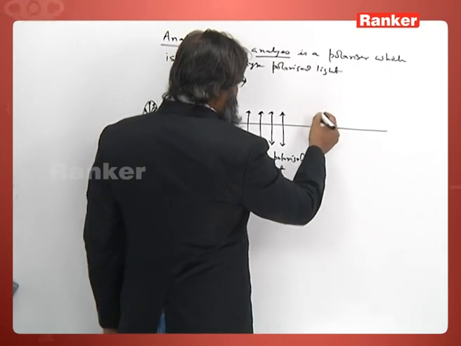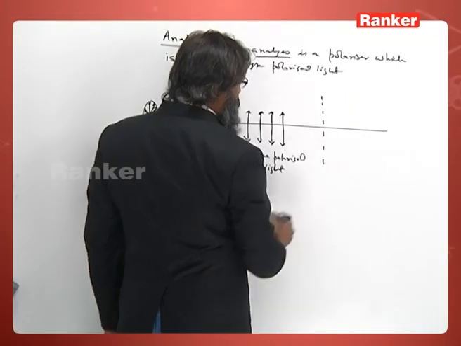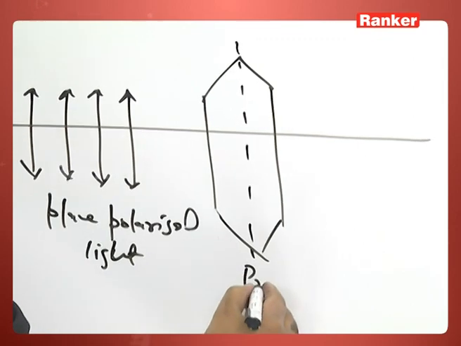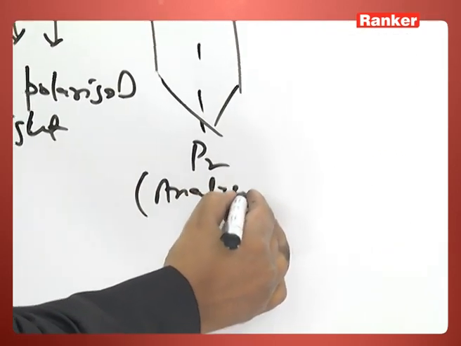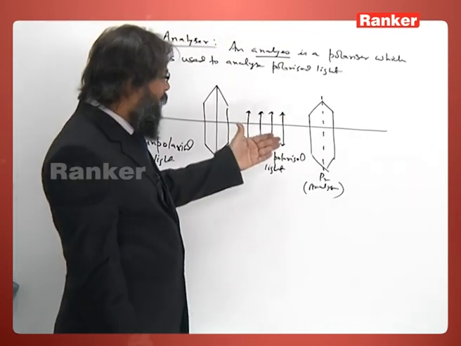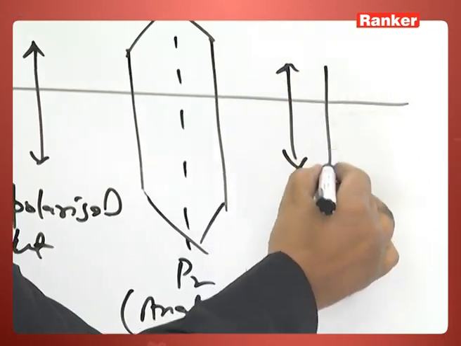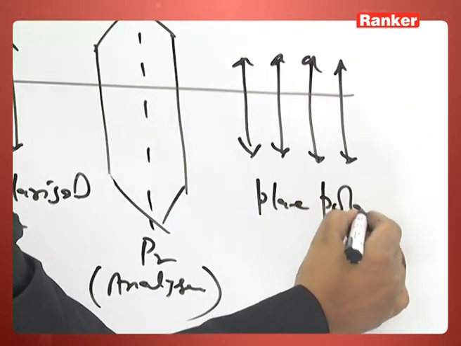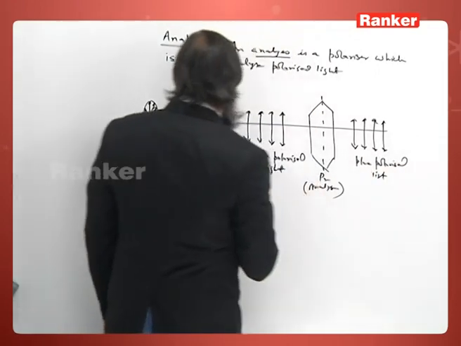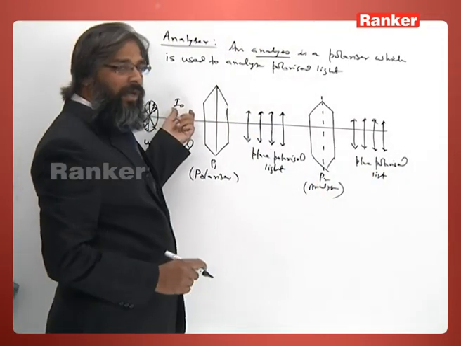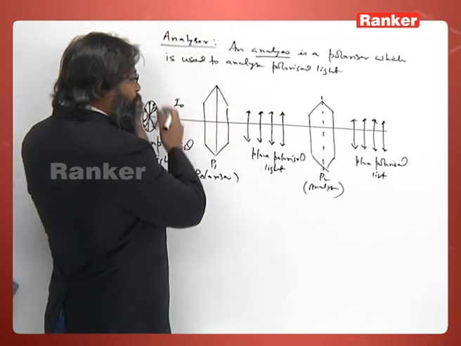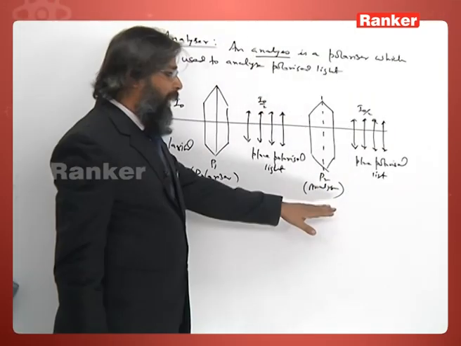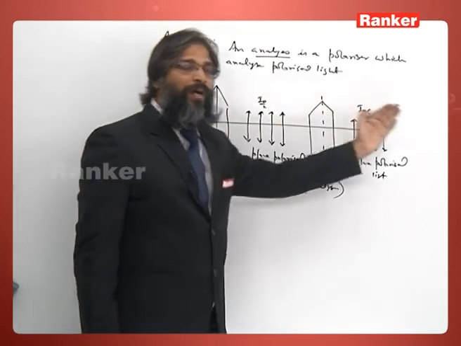Now we will place an analyzer here. If I place this analyzer like this, this is P2, its role is to analyze this plane polarized light. What happens? We find the light coming through. This is again plane polarized light. If I talk about intensity, here it is I0, once this unpolarized light becomes polarized, it becomes I0/2, and this also is I0/2. So the analyzer has done nothing, it has simply passed these planes.